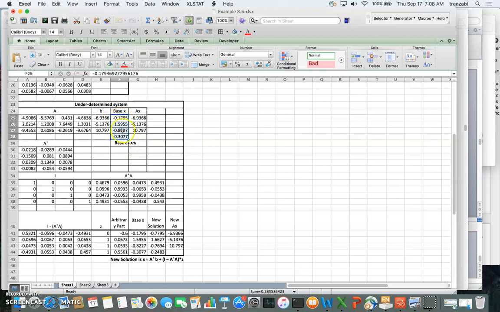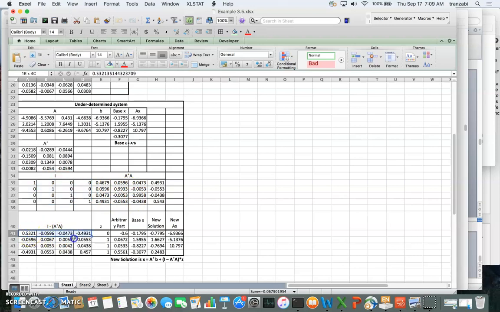So keep that in mind. We call this base. Then we calculate A dagger times A here. Okay, so here's my A dagger times A. This is the identity matrix. And then next what I do is I subtract A dagger A from the identity matrix.